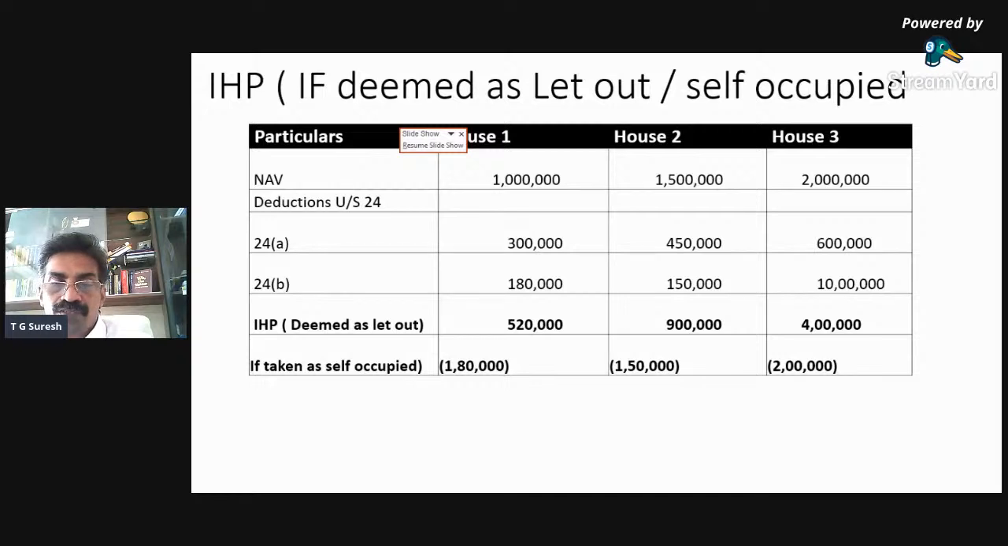Since the first one results in the least income, I have to choose house 1 and 2 as self-occupied, for 0 and 23.2, and house 3 as deemed to be let out.